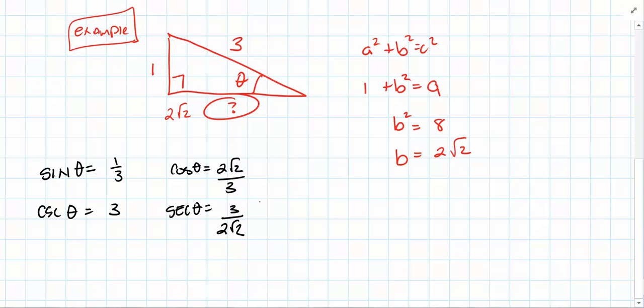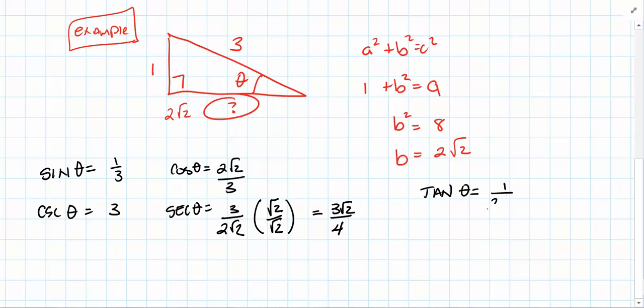But can we leave it like that? No. So multiply top and bottom by rad 2 over rad 2, which then gives us 3 rad 2 all over 4. Because rad 2 times rad 2 is just 2, times 2 is 4. Okay, moving right along. The tangent of my angle theta has to be the ratio of opposite to adjacent.